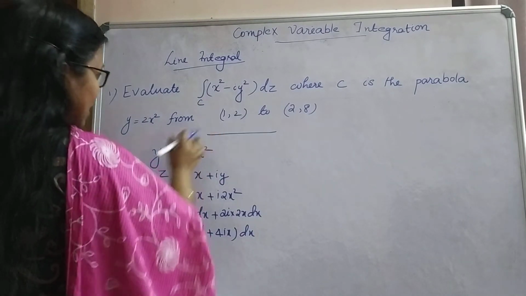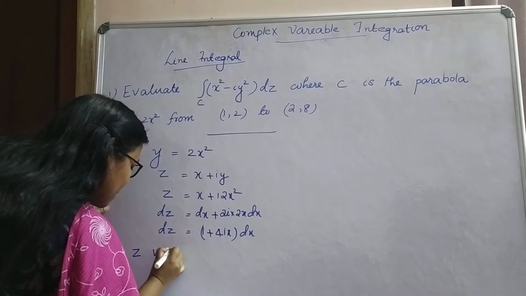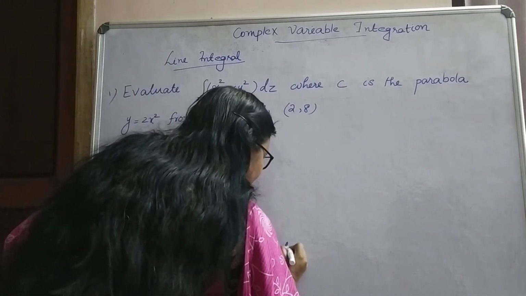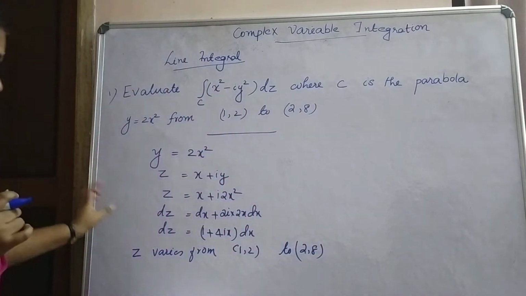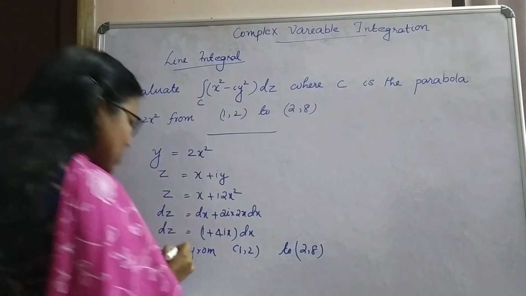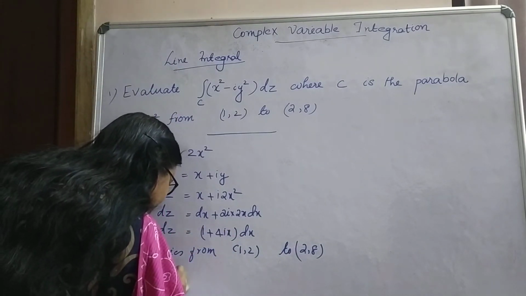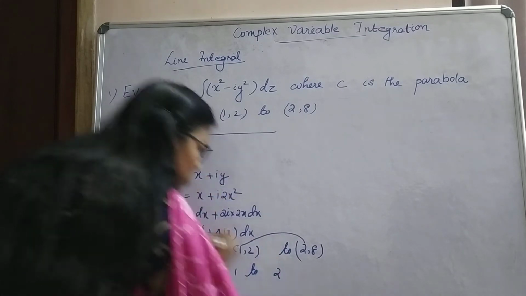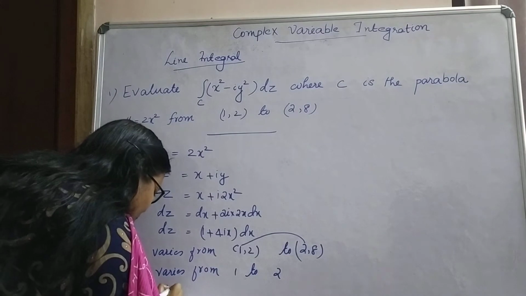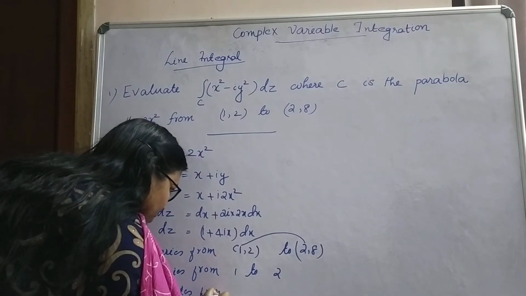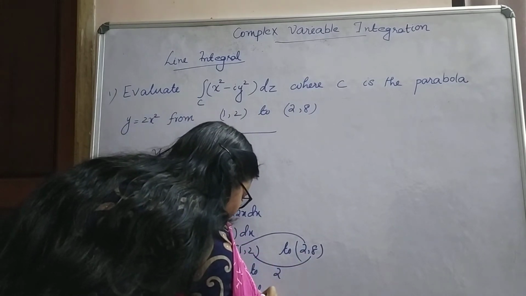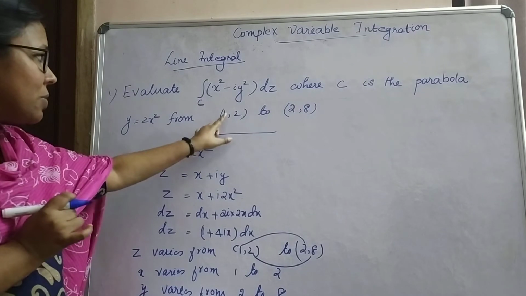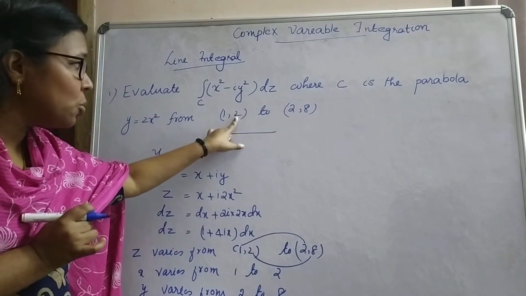Now given that z varies from coordinate 1 to 8, which means x varies from 1 to 2. Also y varies from 2 to 8.